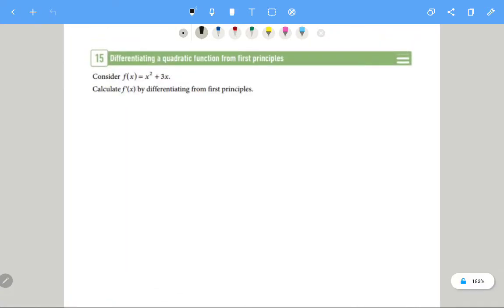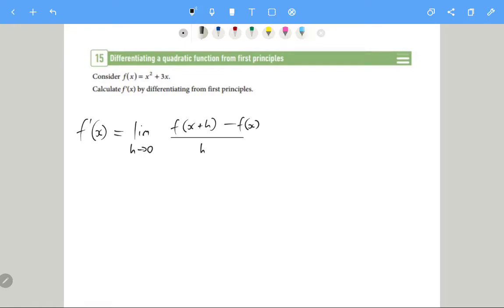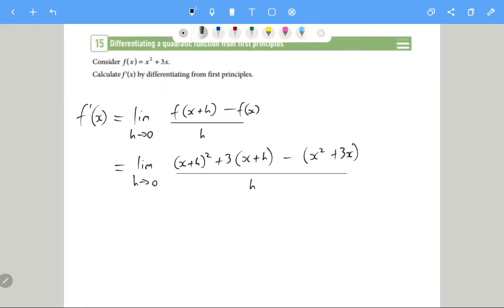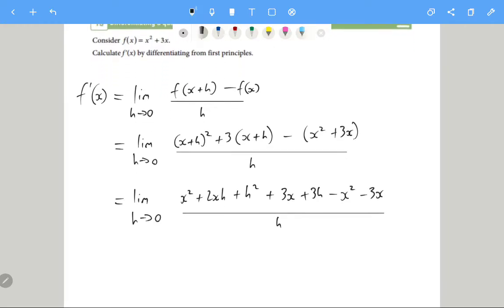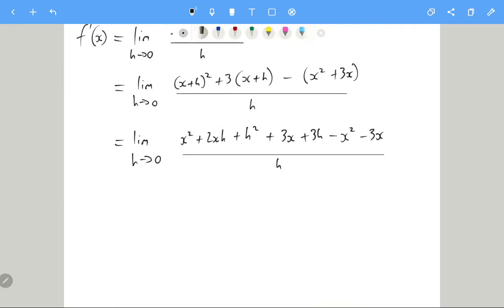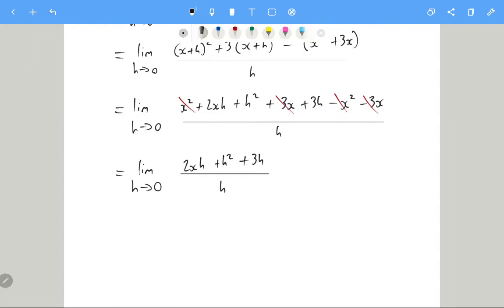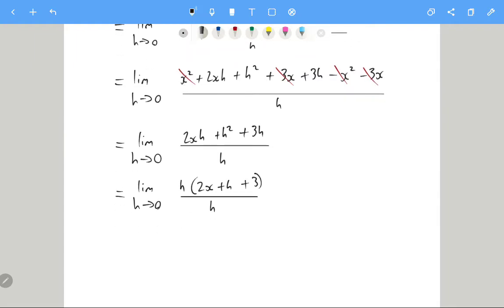So the first thing I'm going to do is set up my limit. There's my rule, substitute in f of x plus h and f of x. This first part here is f of x plus h, and the second part is just f of x. Alrighty, expanding some brackets and simplifying. Those are all of the brackets now expanded. Now we can collect some like terms. x squared cancels with minus x squared. 3x cancels with minus 3x. Now we want to cancel that h on the bottom, so we need to factorize the top. Now we can cancel the h's if h is not equal to 0.